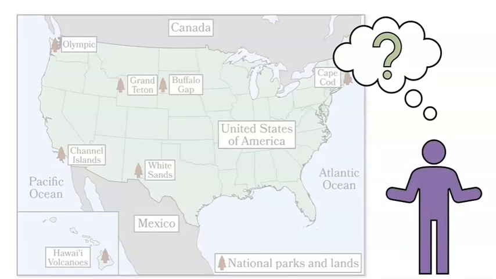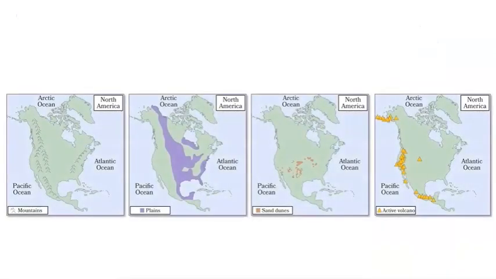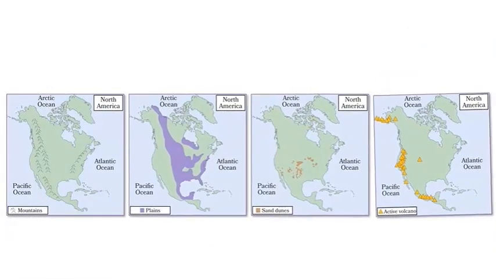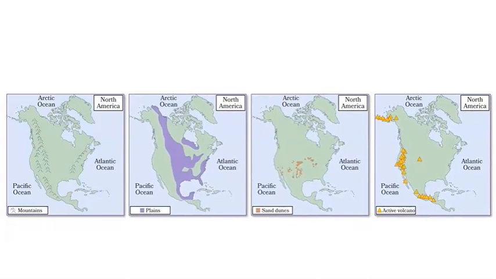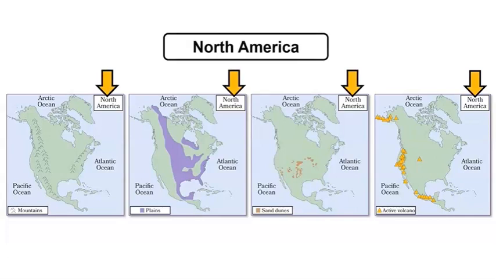Maybe we can look at landforms in other locations to help us answer the question, how can we describe the shape of land? Oh, look! Here are some additional maps that might help. These four maps show the same continent. Did you know that a continent is a very large area of land? Look at how large North America is. The United States is located in North America, and so are the national parks and lands we saw on the previous map.